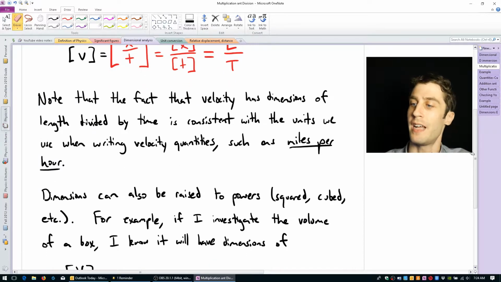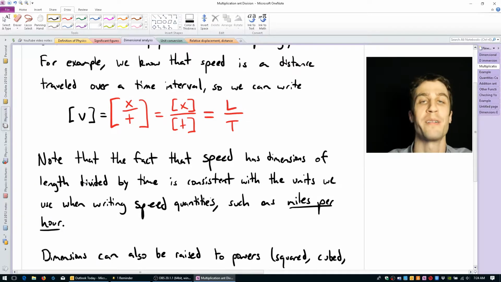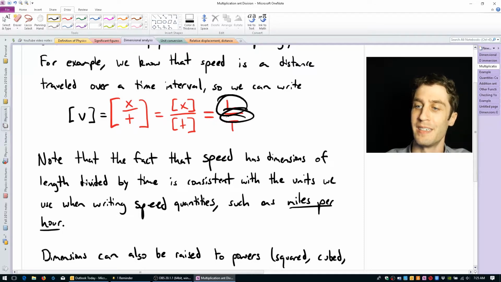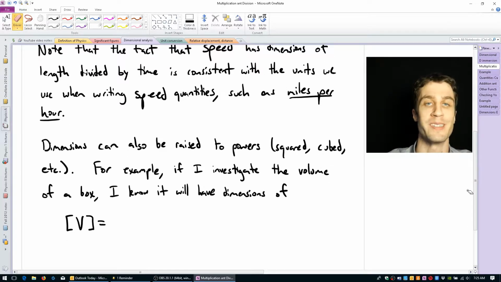Note that the fact that velocity, or I should say speed, we'll talk about velocity a little bit later, has dimensions of length divided by time is consistent with the units that we use in writing speed quantities, such as miles per hour. So if you're driving down the street at 30 miles per hour, how is that consistent with what we've just written? Here's miles, per is divided by, and t is hours. So length divided by time. So the units that we use are consistent with the dimensions that we use.